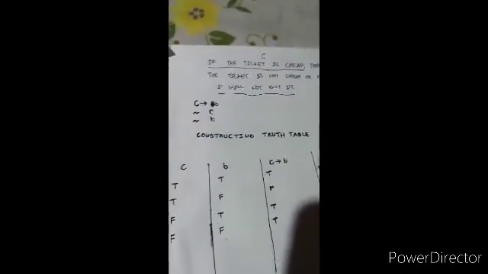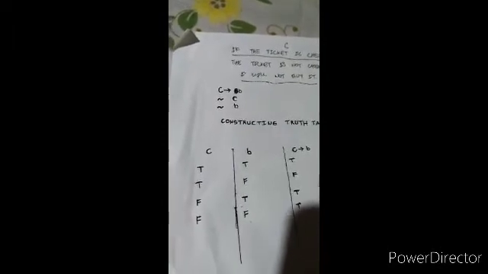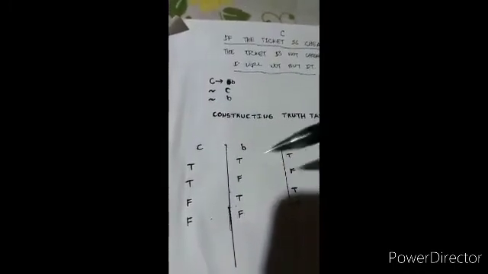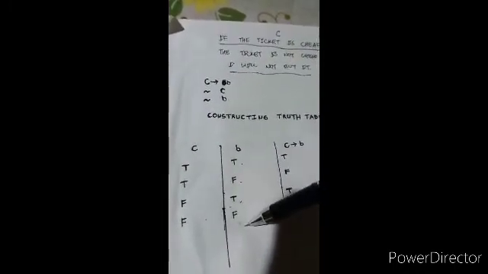Then we will construct now the truth table. So the column of our first premise is T T F F. Then the B, T F T F. So C implies B.